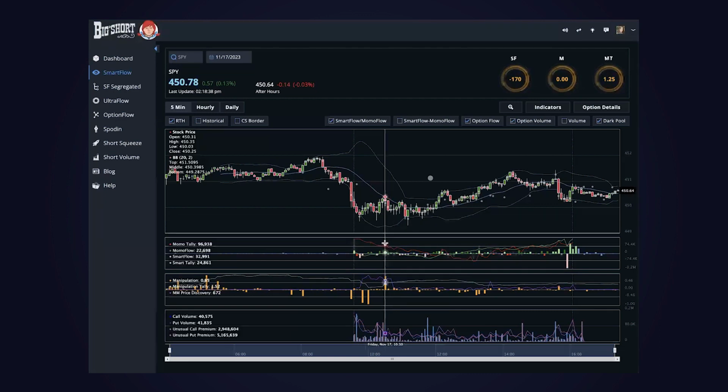And so as the day goes on, I can see that smart money is sort of selling a little bit here, and Momo is selling as well. They're sort of moving in tandem. As you can see, both lines are moving down. And I believe right around here is when I entered a starter position.